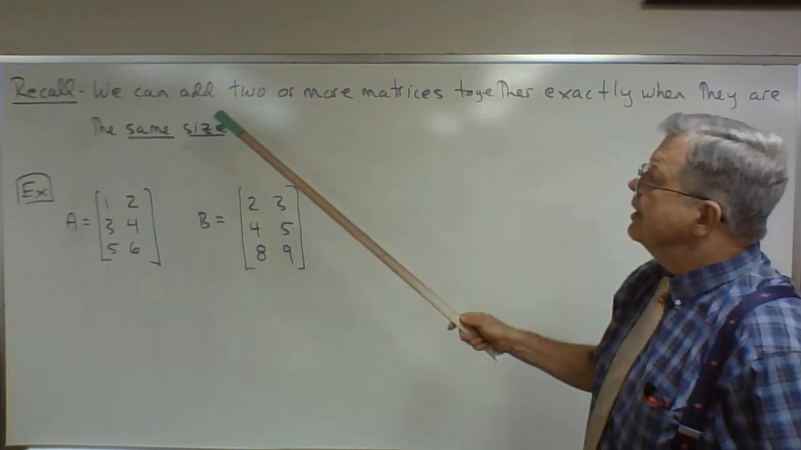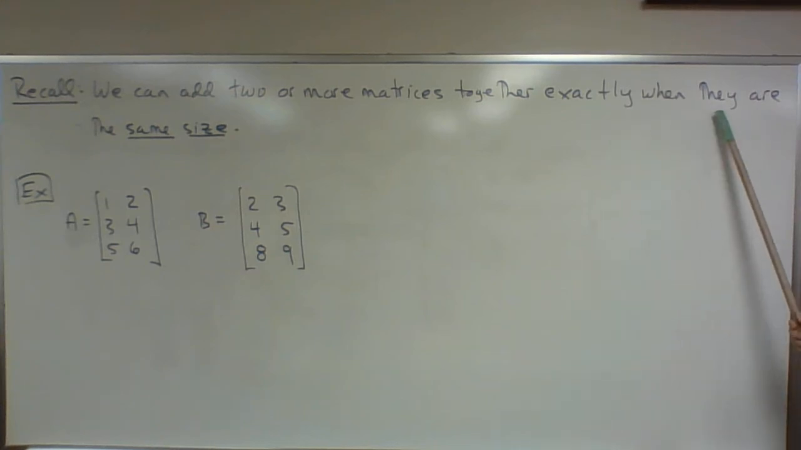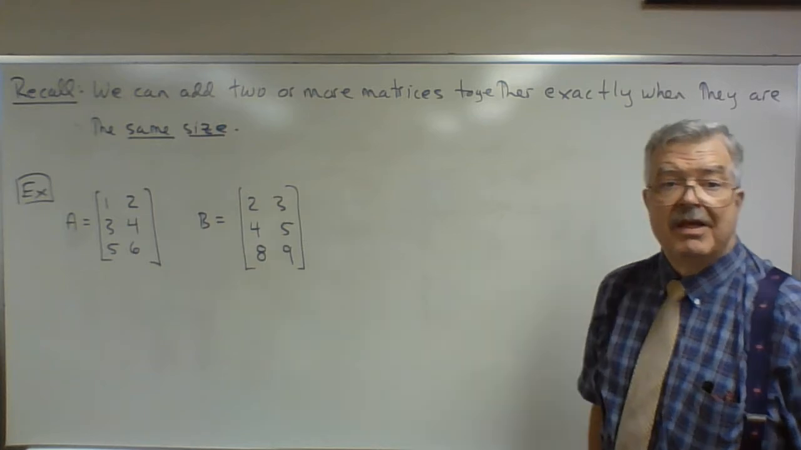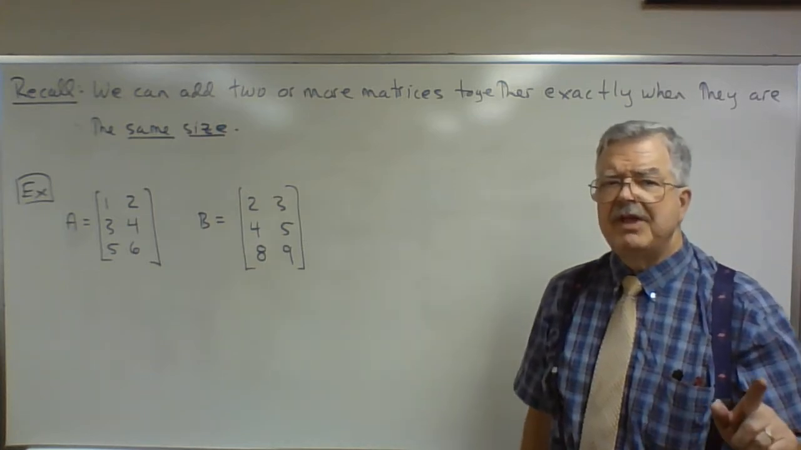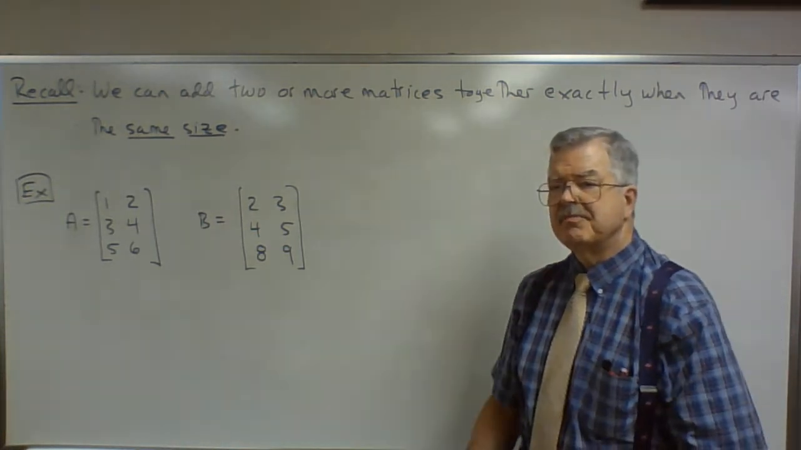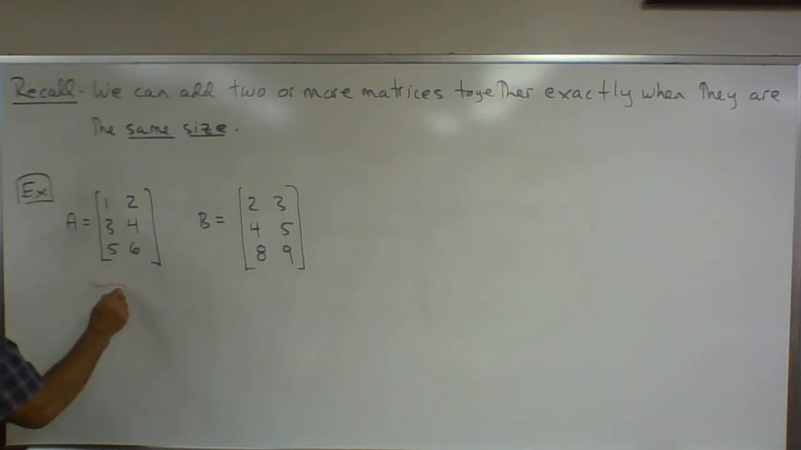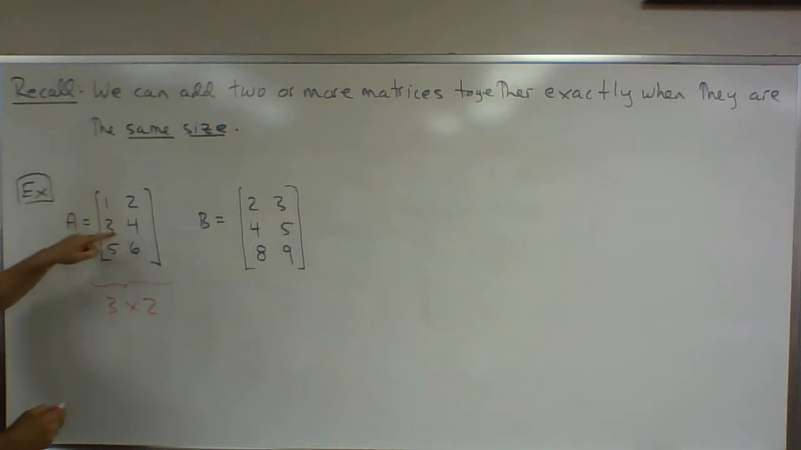Recall something. We can add two or more matrices together exactly when the matrices are the same size. That is, same number of rows, same number of columns. So let's look at these two. The size of the first matrix, we have, let's see, how many rows? 1, 2, 3 rows. 3 rows, and we have 2 columns, 3 horizontal rows, and 2 vertical columns.